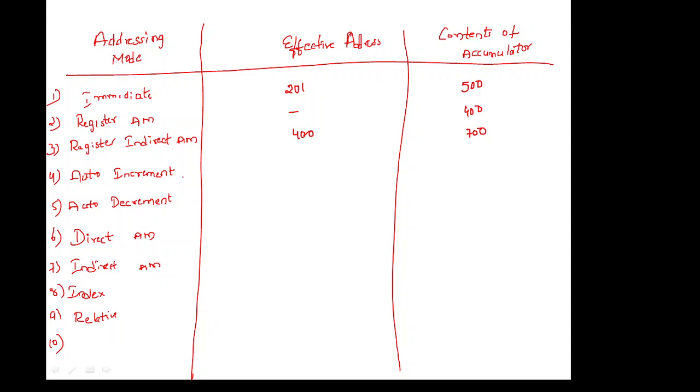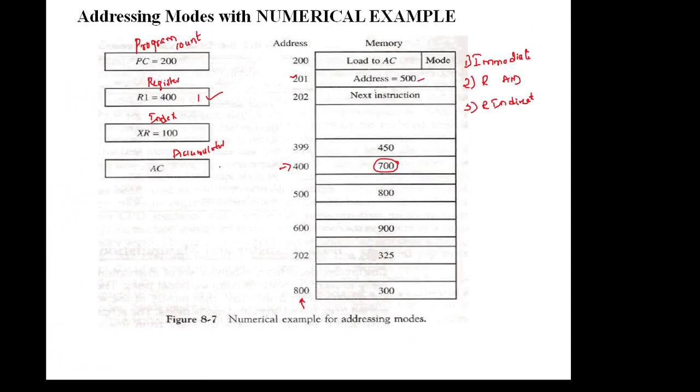Auto increment. Auto increment is similar to register indirect addressing mode. The only difference is it follows post increment. Post increment in the sense, first it will access and then increment. So we'll access this location first and then we'll increment it later. Fine. So auto increment addressing follows post increment.